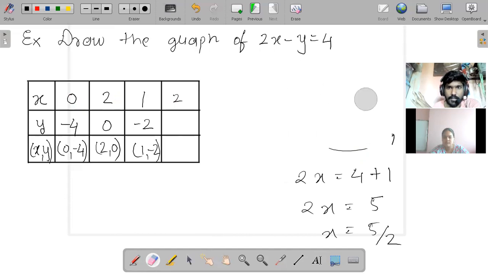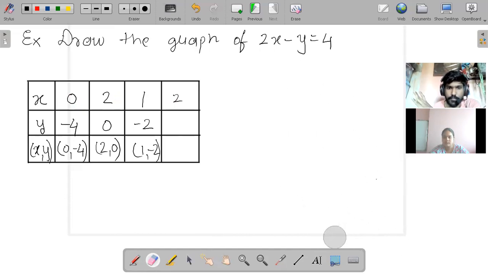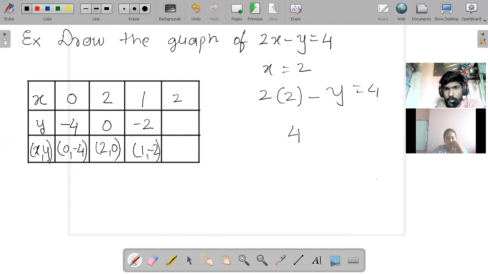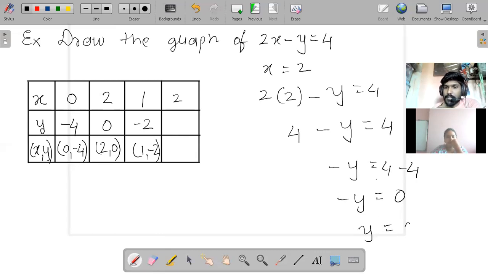So let's take x as 2. To substitute the value, this becomes 2 into 2 minus y equal to 4. So 2 into 2 is 4, 4 minus y is equal to 4. So minus y equals 4 minus 4, and how much is 4 minus 4? 0. So y is equal to 0. When x is 2, y is 0, and here we have (2, 0). Is this clear up to here?